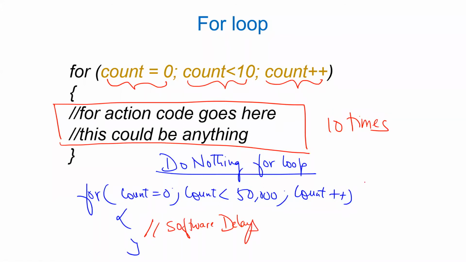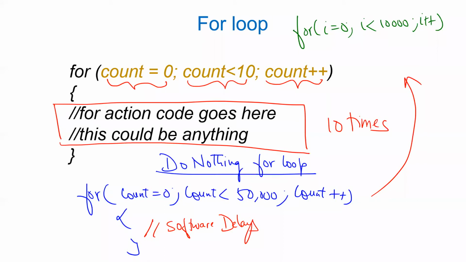The other way of writing the same source code is you can avoid these two braces and put a semicolon at the end, which is the other way of writing it. For i equal to 0, i less than 10,000, i plus plus. Instead of putting an empty parenthesis, you can put a semicolon at the end. Both are the same. So this is a neat way of doing that. So we use the for loop extensively.